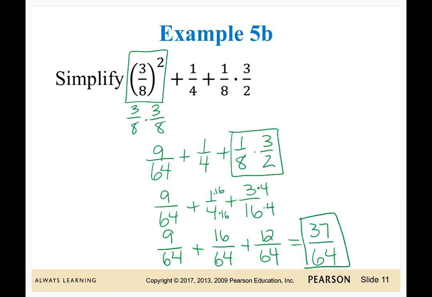So this is kind of the worst problem that you could see because it involves everything from fractions and everything from order of operations. So if you can do a problem like this, then you're really good with your fractions and you're really good with order of operations and you are ready to go.